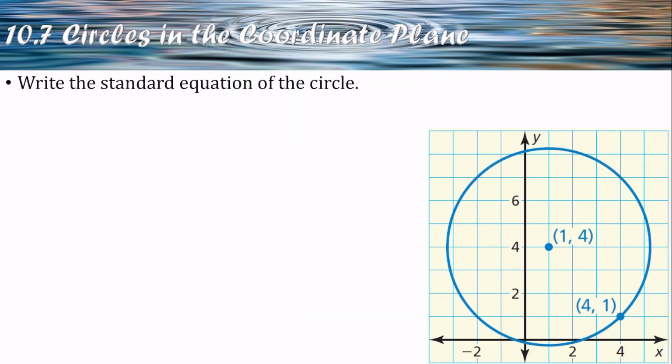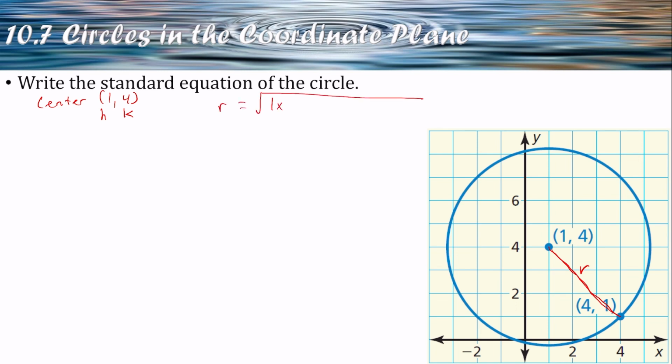All right, let's write the standard equation of this circle. Well, I can see the center is (1, 4). So that's my h and my k. But I don't know the radius. The radius would be that. So I'll have to use the distance formula.